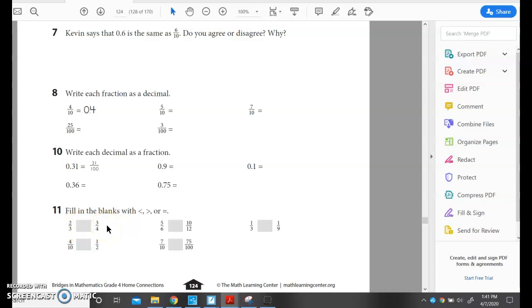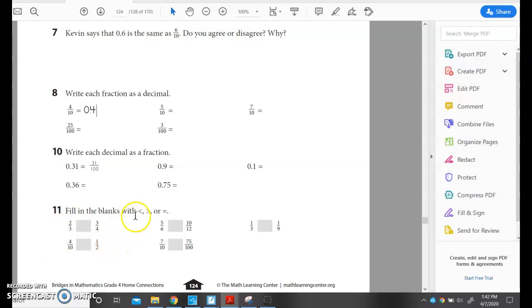Now, you might want to draw your rectangles of equal size and split them up into 2/3 and 3/4 and compare. Also, you should know, like let's look at 7/10 and 75/100. You should automatically know what 7/10 is in hundredths because we've done that many times. But if you don't, draw them out and compare each fraction.